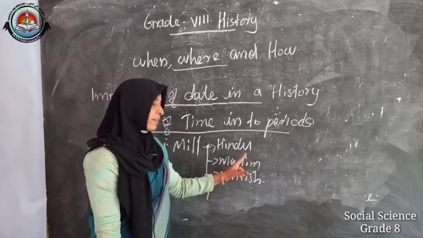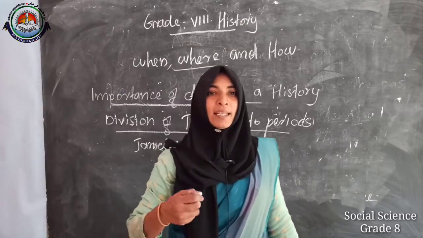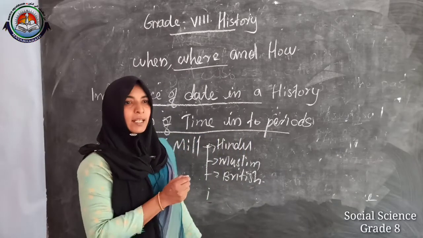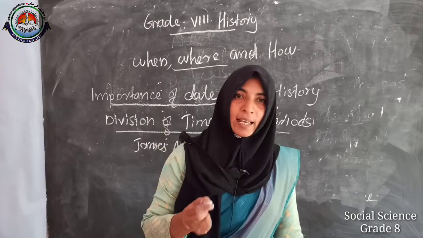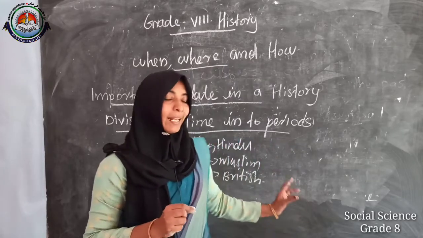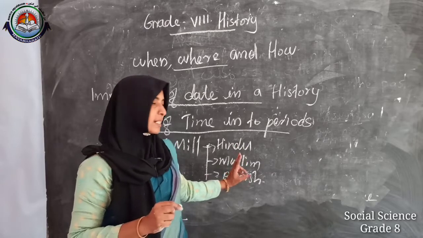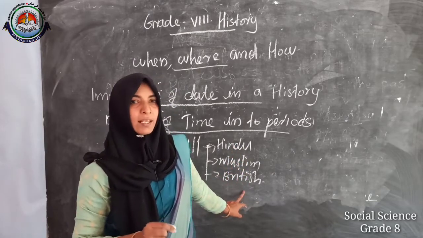How did he divide the history? According to the religion of the rulers and their language. According to the religion of the rulers and their language, James Mill divided Indian history into three sections: Hindu, Muslim and British.